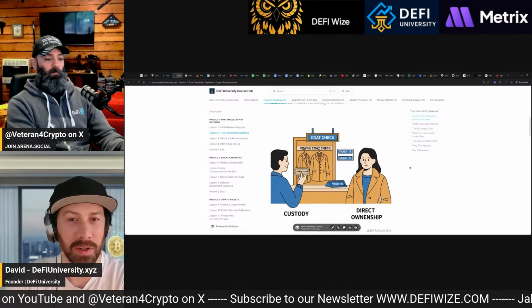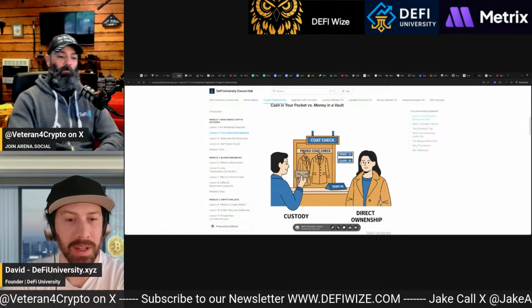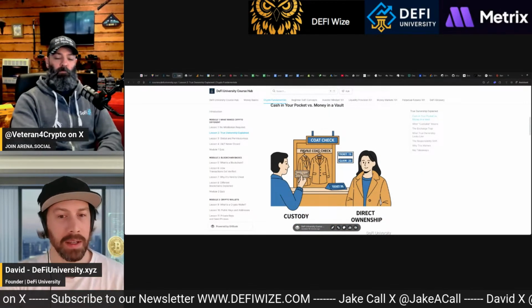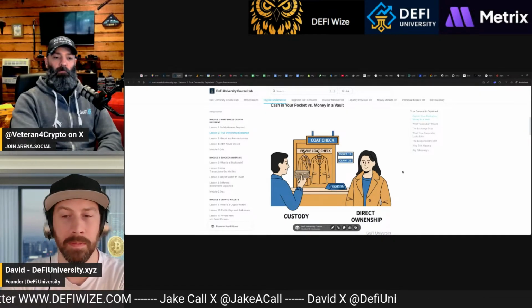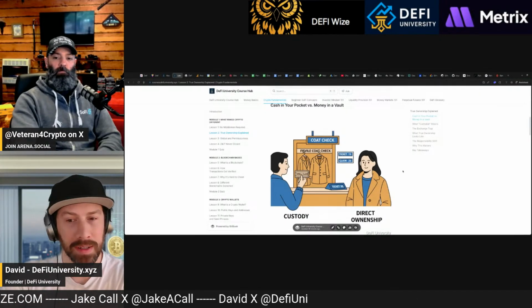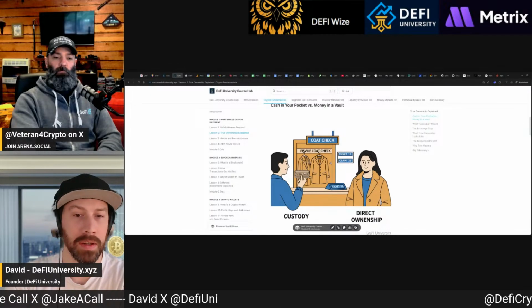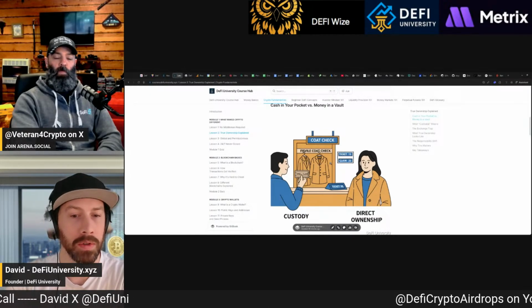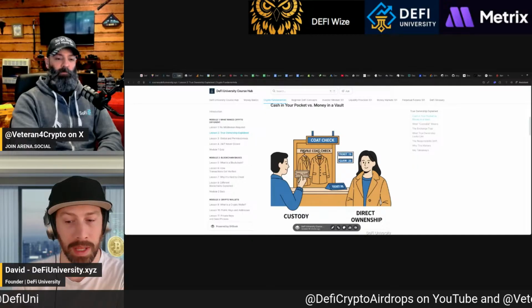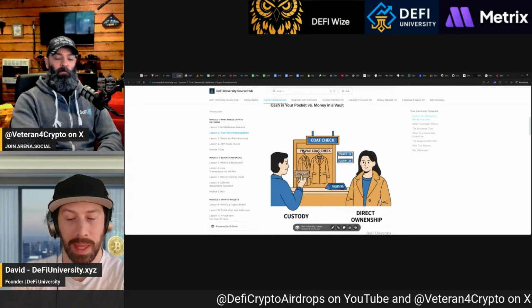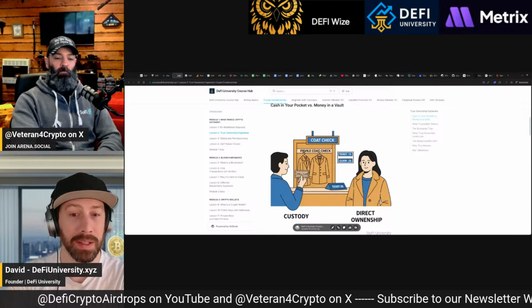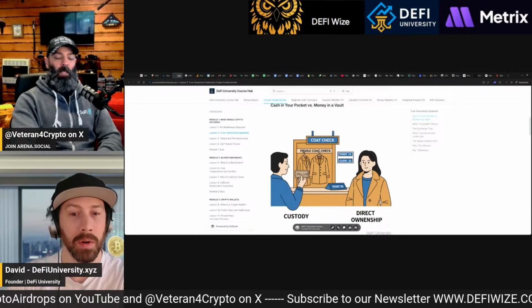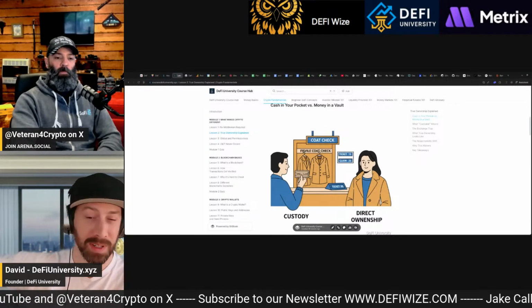So cash in your pocket versus money in a vault, kind of like that coat check idea we were talking about a couple of weeks ago, where when you make a deposit at a bank, it's like you give your coat to the coat check and you get the claim in return, that little piece of paper. But the bank is not going to just let that coat sit there because it's a liability for them. They're going to take that coat and lend it out to someone else.